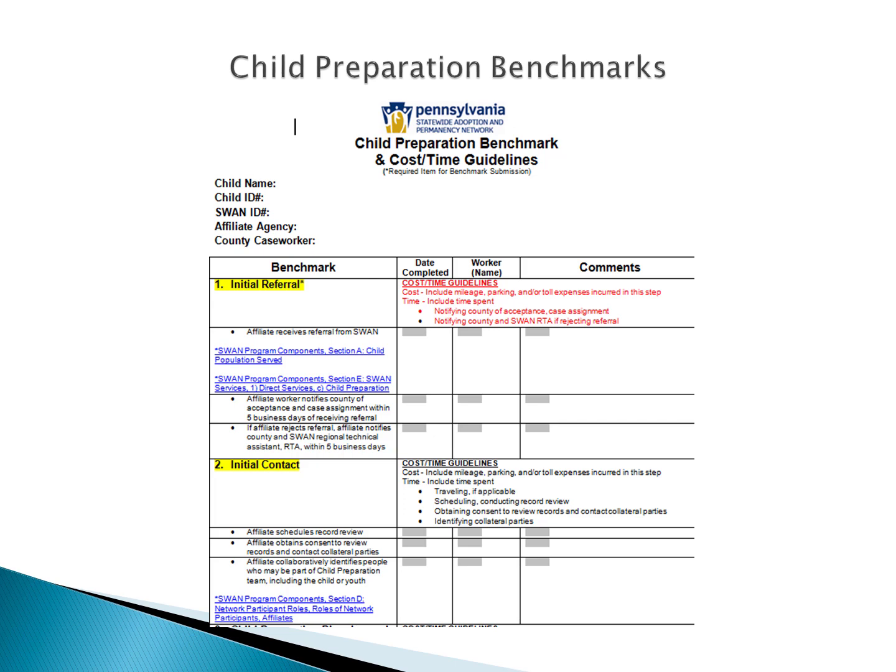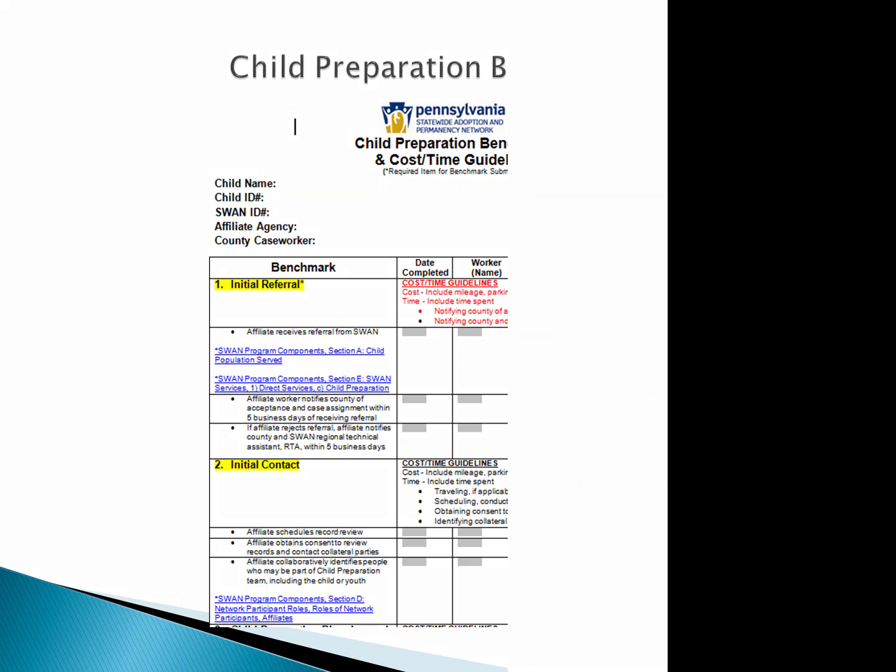Moving on, let's review child preparation benchmarks. As mentioned previously, main numeric step number 1 is the same for each unit. Main numeric step number 2 is initial contact. The practice and travel time in this bucket includes scheduling and conducting a record review, obtaining consent to review records, as well as identifying and contacting collateral parties.